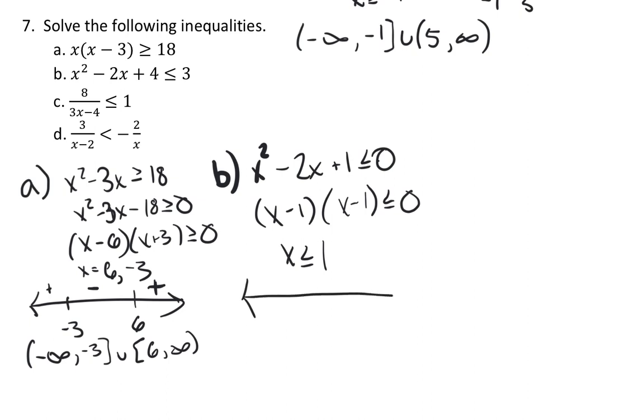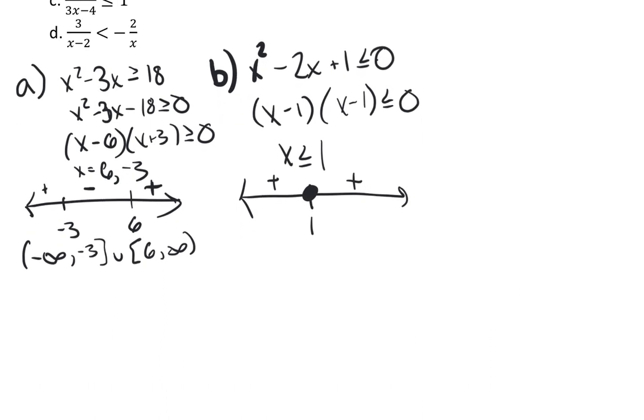So we draw our timeline, and at 1, on the left side we have that this number is always positive. If we plugged in 0, we would get 0 minus 0 plus 1, a positive number. And then if we were to plug in 2, we get 4 minus 4 plus 1, which is just 1, also a positive number. So the only place where it is less than or equal to 0 is at 1. So our answer is just x equals 1.